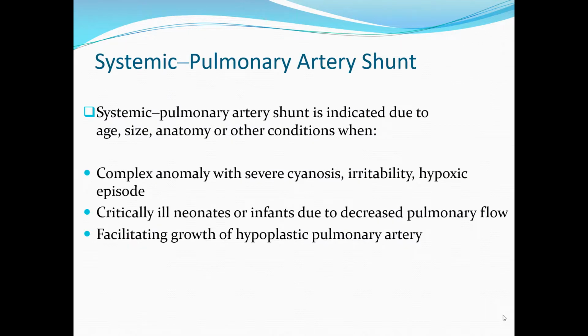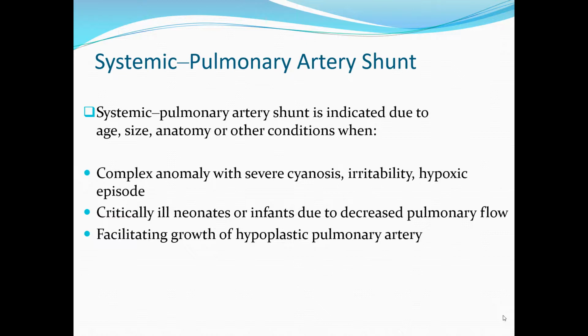Systemic pulmonary artery shunt. By systemic, we mean the arterial system. Pulmonary artery shunt is indicated due to age, for example, a premature baby, or size, low birth weight. Anatomy, if the congenital lesion is so complex or so difficult that corrective surgery at that stage is not possible. A complex anomaly with severe cyanosis and irritability, these are indications for doing systemic pulmonary artery shunt.